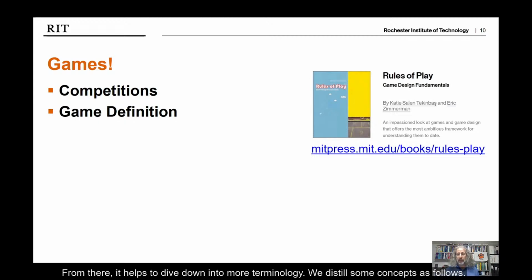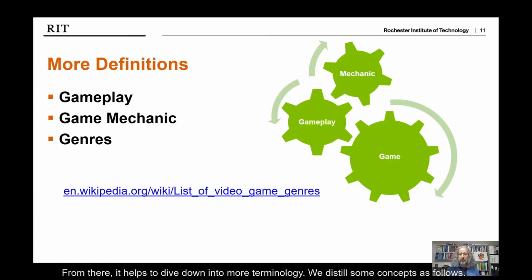From there, it helps to dive down into more terminology. We distill some concepts as follows. Gameplay is what the player experiences. Game mechanics are what the players do. And yes, they're intertwined. We can even classify games with the genres based on gameplay.